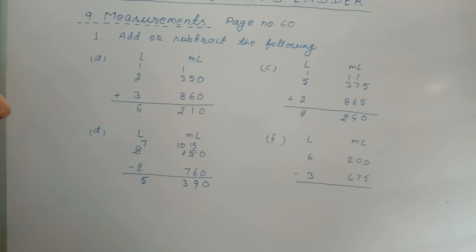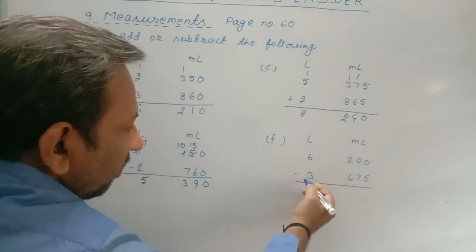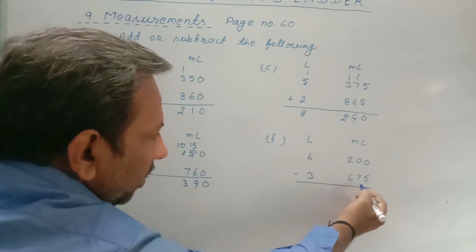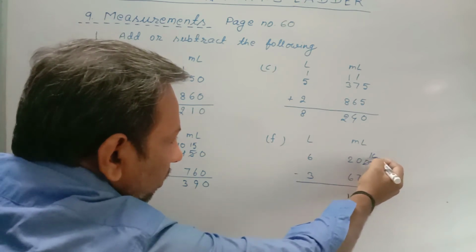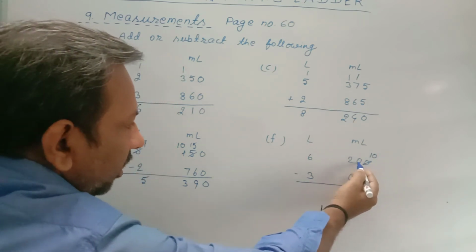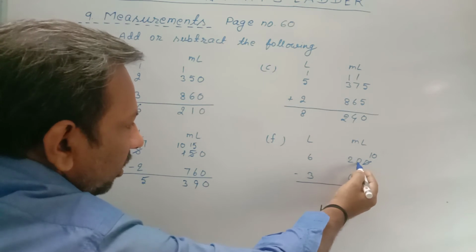Now question number F. 6 liter 200 milliliter minus 3 liter 675 milliliter. 10. 0 minus 5 is not possible. We'll take 1 from here. But here is 0. It can't give you 1.